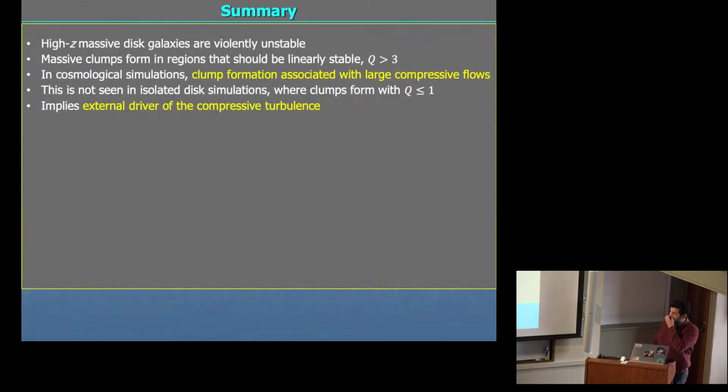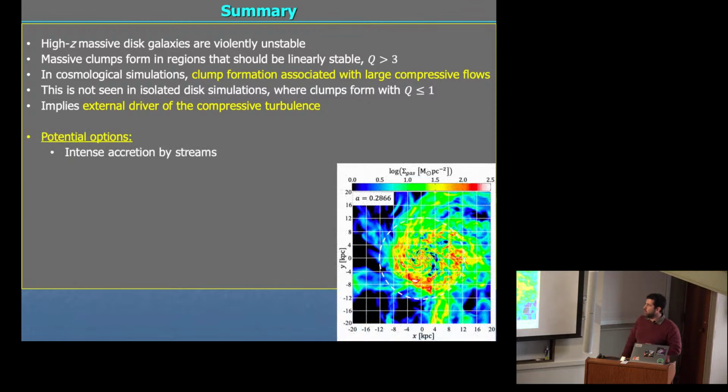So high Z, massive disk galaxies are violently unstable. Massive clumps form in regions that should be linearly stable with Q greater than 3. In cosmological simulations, clump formation is associated with large compressive flows. This is not seen in isolated disk simulations where Toomre theory seems to hold, which implies an external driver with a compressive turbulence. What might be driving this?